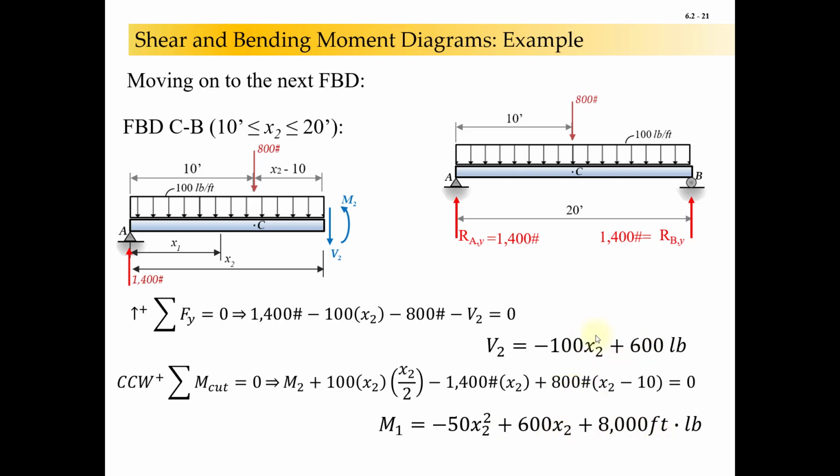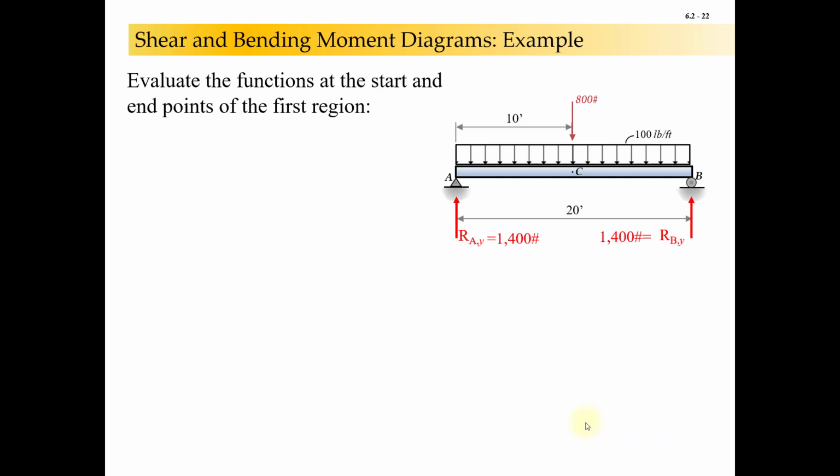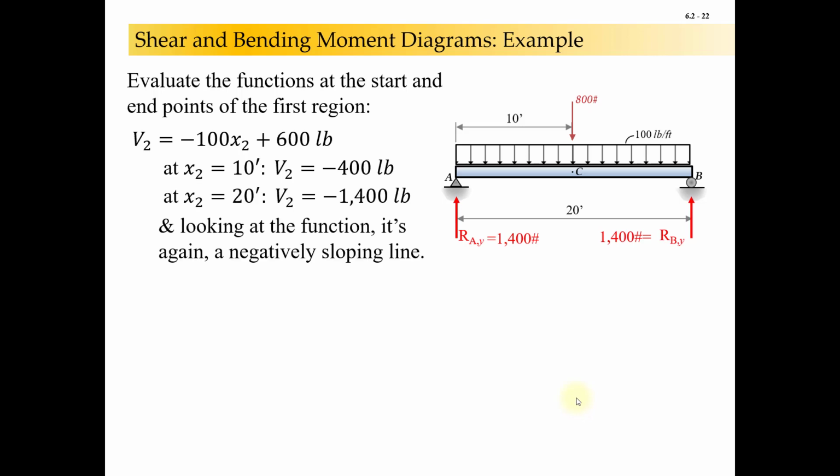So again, the moment is the integral of the shear, but this is one of those spots where I'm definitely telling you, you would not have thought to use that constant of integration. So just solving the equation of equilibrium outright is really the way to go. Again, evaluate at the start and end points. So at 10 feet, because that's our start point, V2 is equal to minus 400 pounds, and at x2 equal to 20 feet, V2 is equal to minus 1,400 pounds.